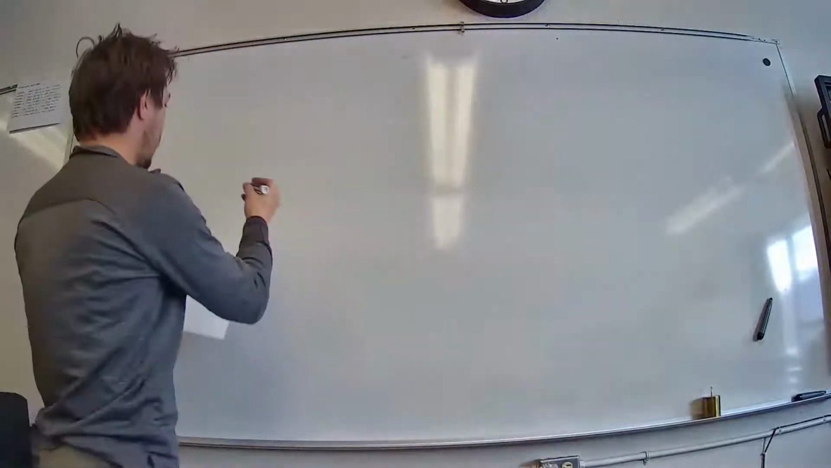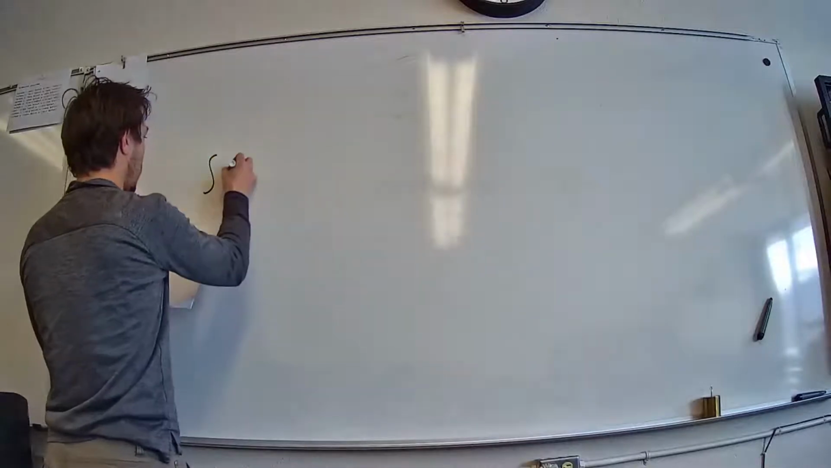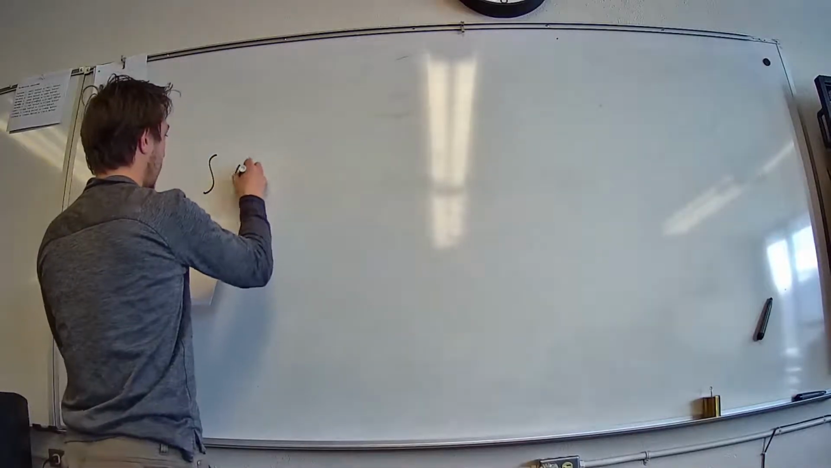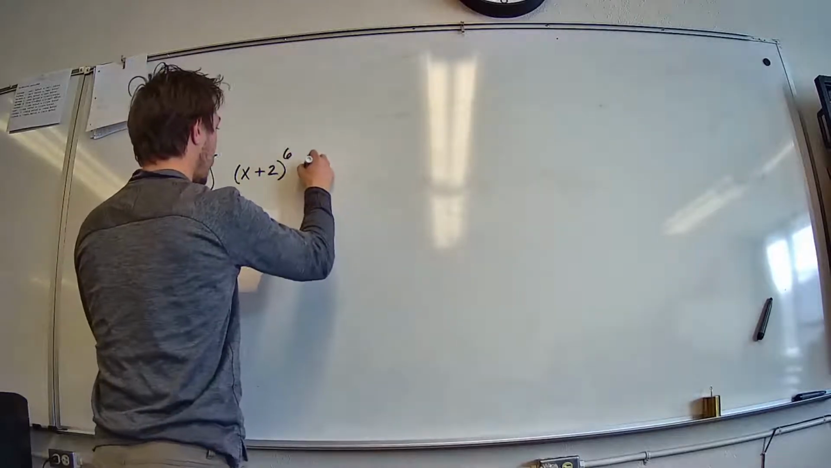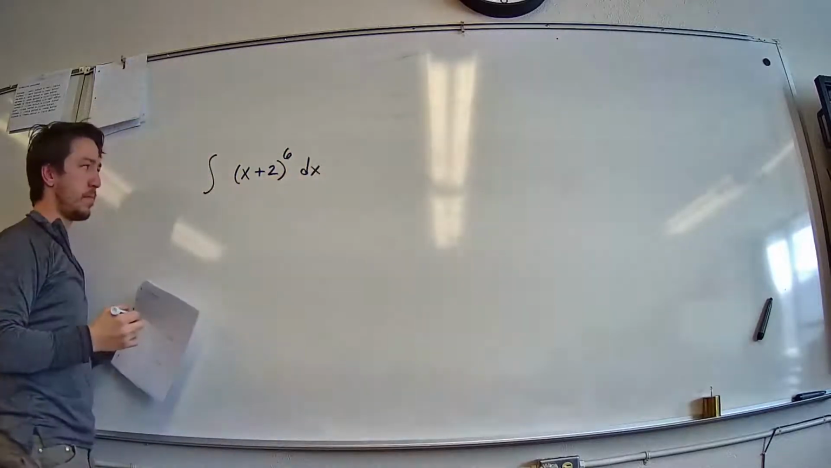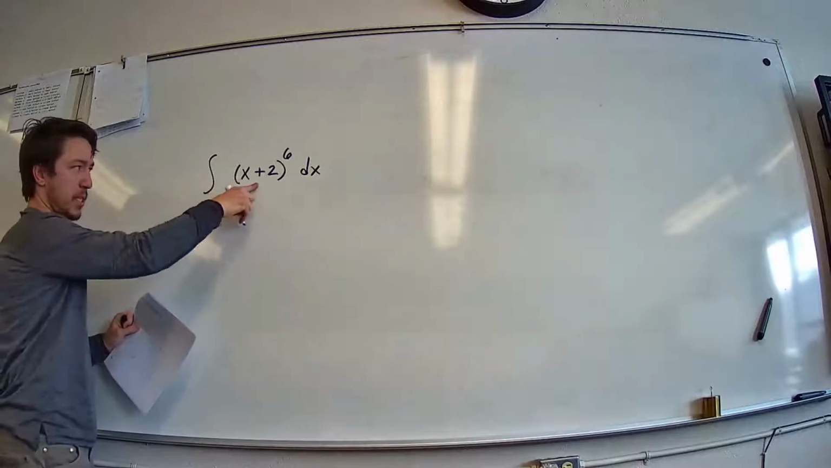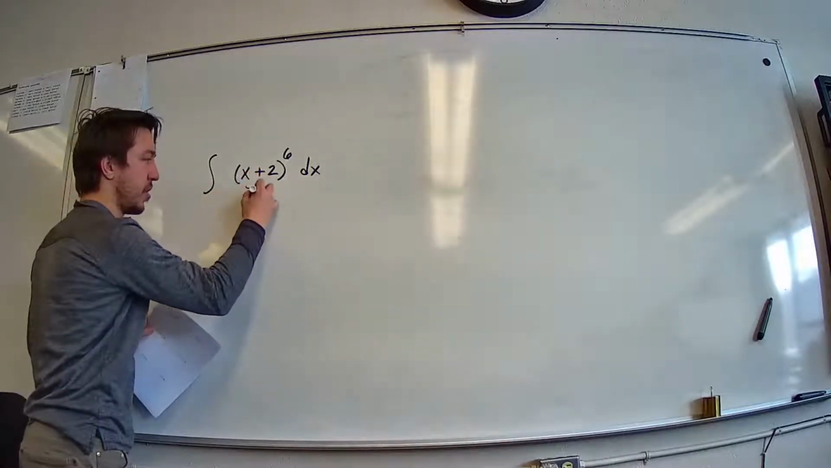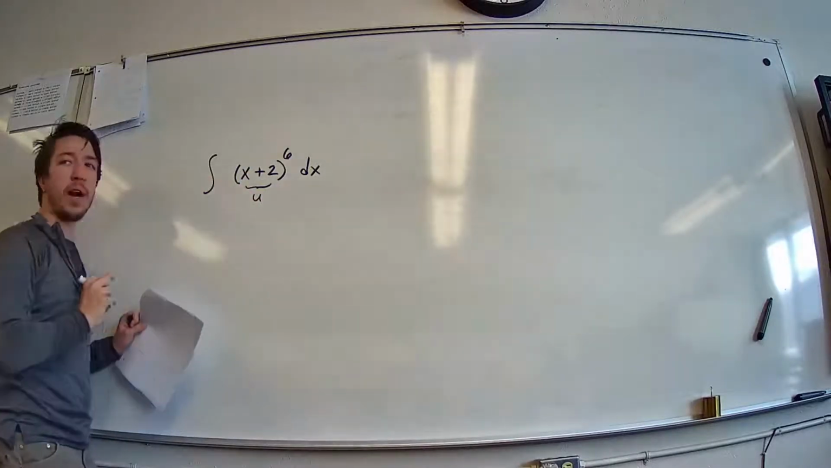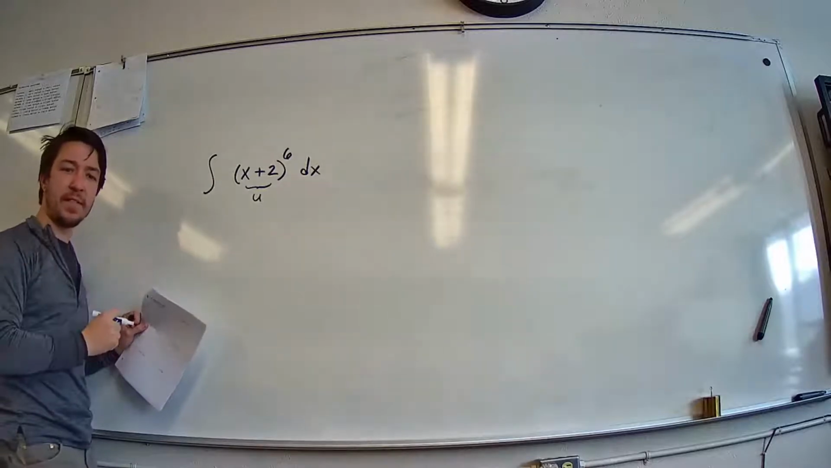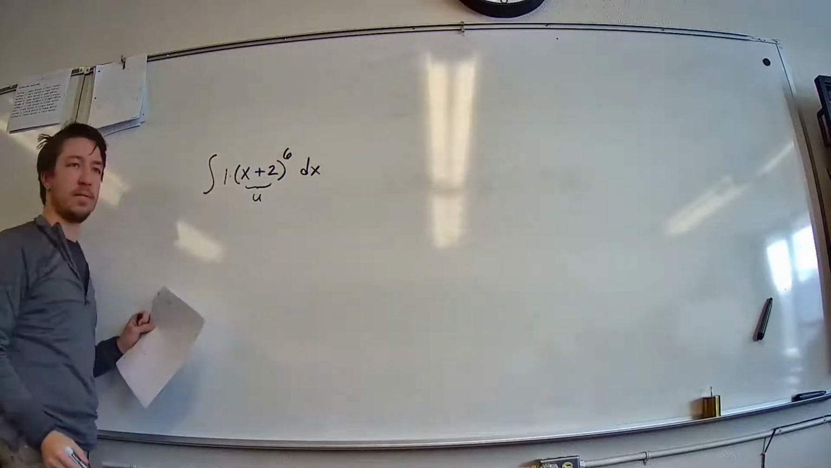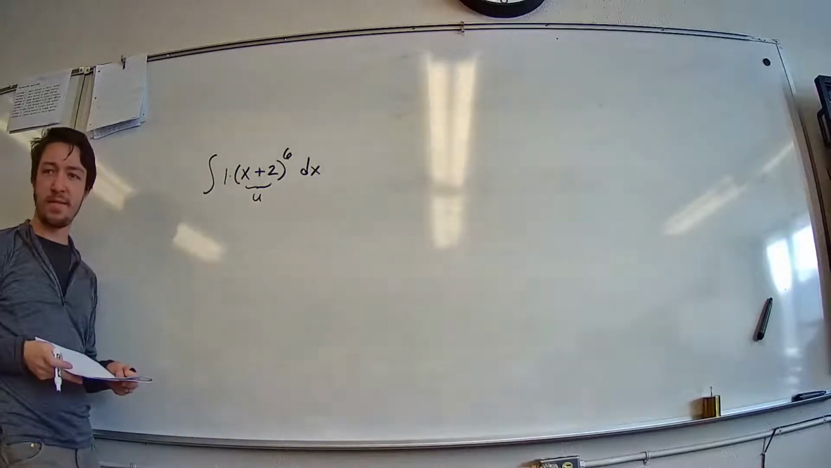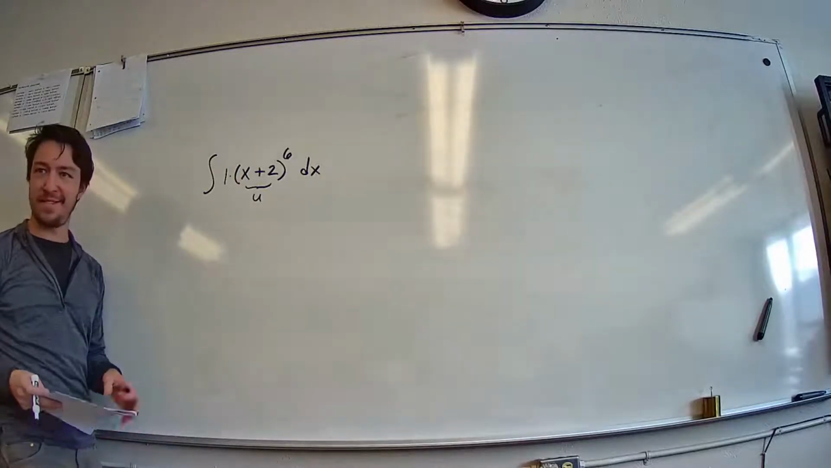Example 20a. You've got x plus 2 to the 6th power. So what's u? x plus 2, this guy, that's your u. Now, do we have a u prime there? Who's ready to give his life? Yes, you do. What's u prime? 1. And the 1 is there already, implicitly, ready to give his life.